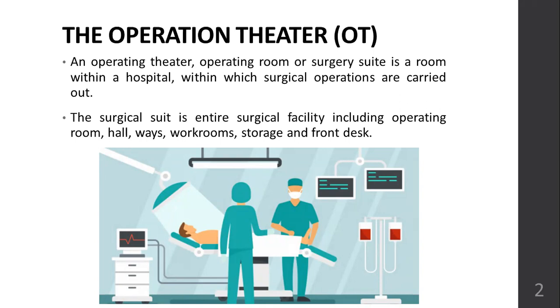An operation theatre, or operating room, or a surgery suite, is a room within a hospital in which surgical operations are carried out. This entire surgical suite has its own rooms, hallways, workroom, storage, and front desk. Every operation theatre complex has all these areas to itself. Sometimes we call it an OT complex because it has its own sub rooms, sub wards, workroom, separate storage room, hand washing zone, front desk, and separate reception.